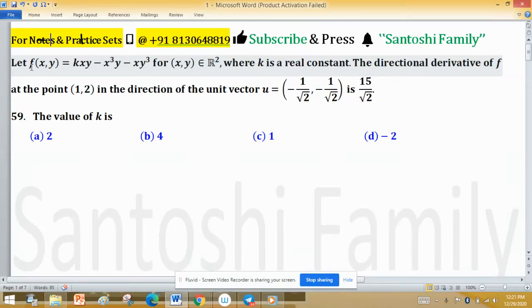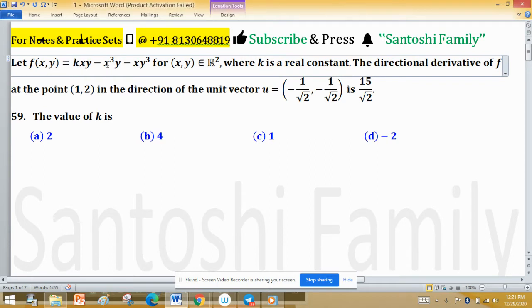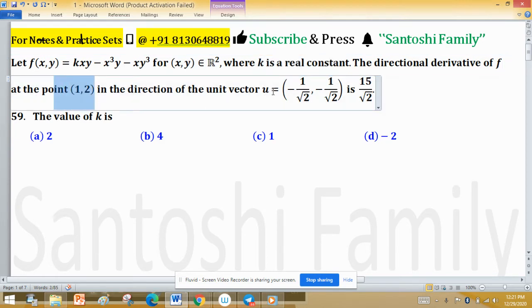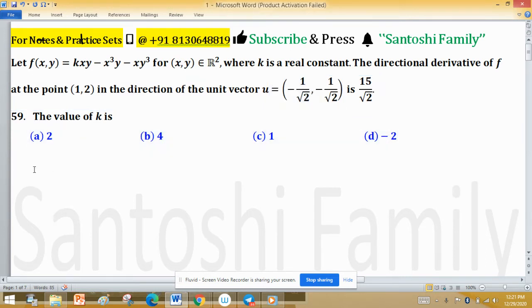Let f be a function of x, y equal to kxy minus x cube y minus xy cube for all (x, y) belonging to R2, where k is a real constant. The directional derivative of f at the point (1, 2) in the direction of the unit vector with components minus 1 upon root 2, comma minus 1 upon root 2 is 15 upon root 2. The value of k is asked, options are given to us, and we have to find the right option.